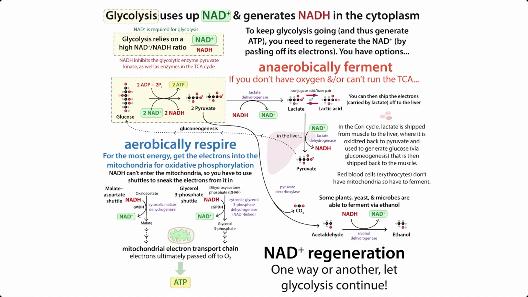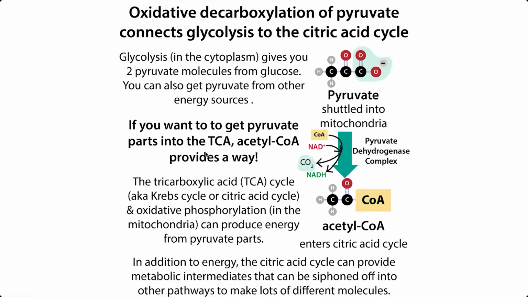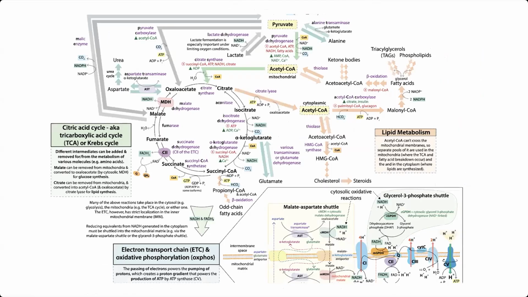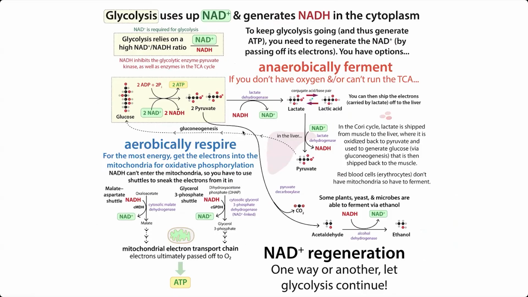And that NADH was actually going to be able to inhibit enzymes of glycolysis. So it would inhibit our pyruvate kinase step. And it would inhibit enzymes of the citric acid cycle and things. So we want to keep the NADH from building up. And we want to keep the NAD+ high so that we can use it for glycolysis.